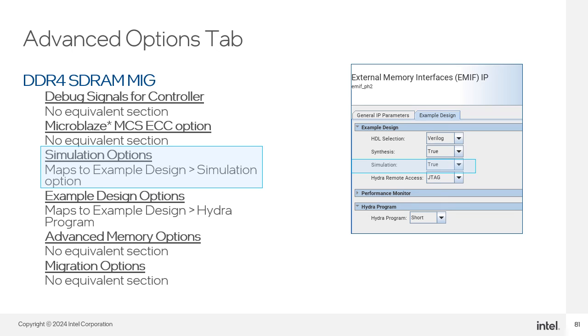The example design options in DDR4 SDRAM MIG allow users to specify the traffic pattern to be used for simulation. In the Agilex 5 FPGA IP, this corresponds to the traffic duration to be used by the Hydra test engine program. This setting applies to both the synthesizable example design and the simulation example design. For simulation purposes, it is recommended to select short, as this takes a shorter time for the simulation to complete. For actual hardware testing, you may want to use medium or long.